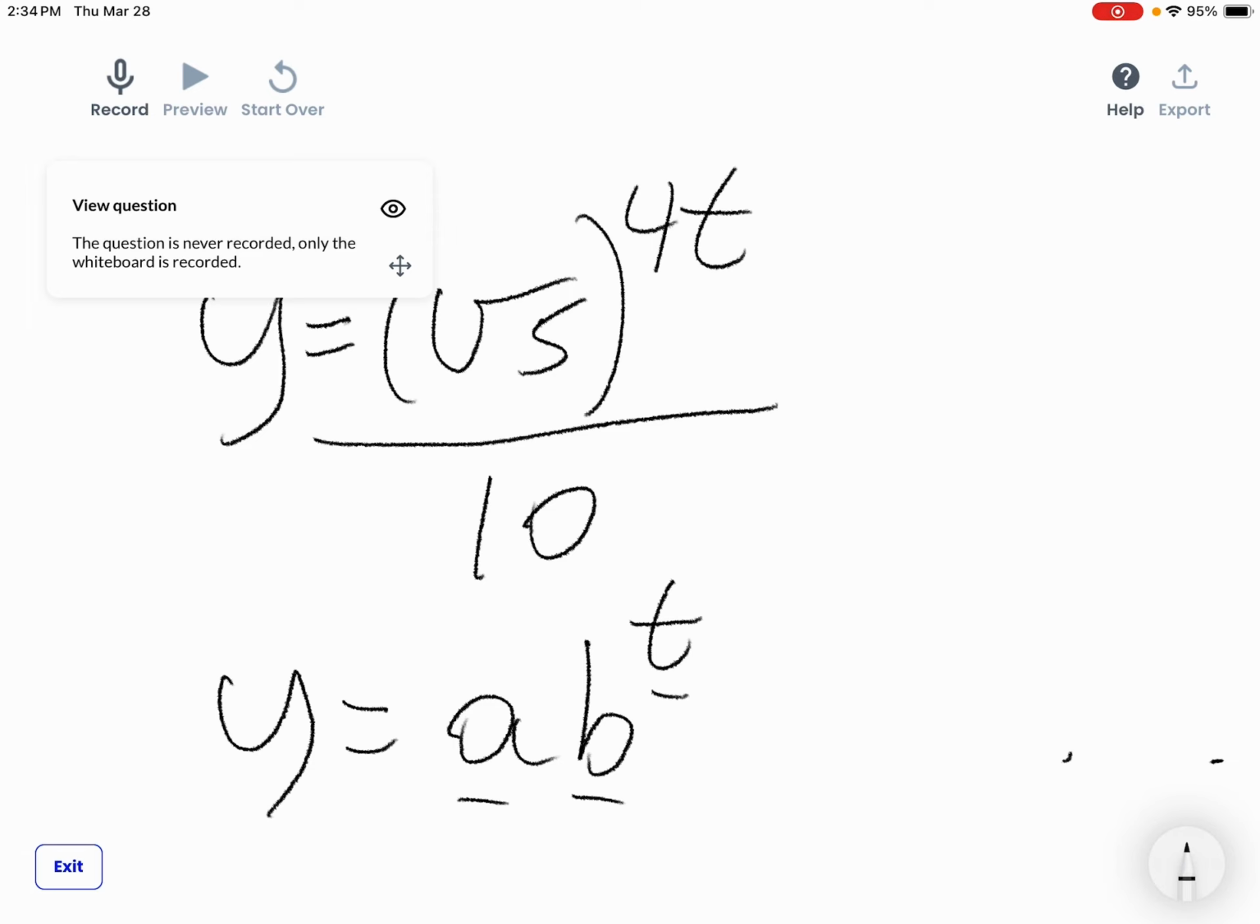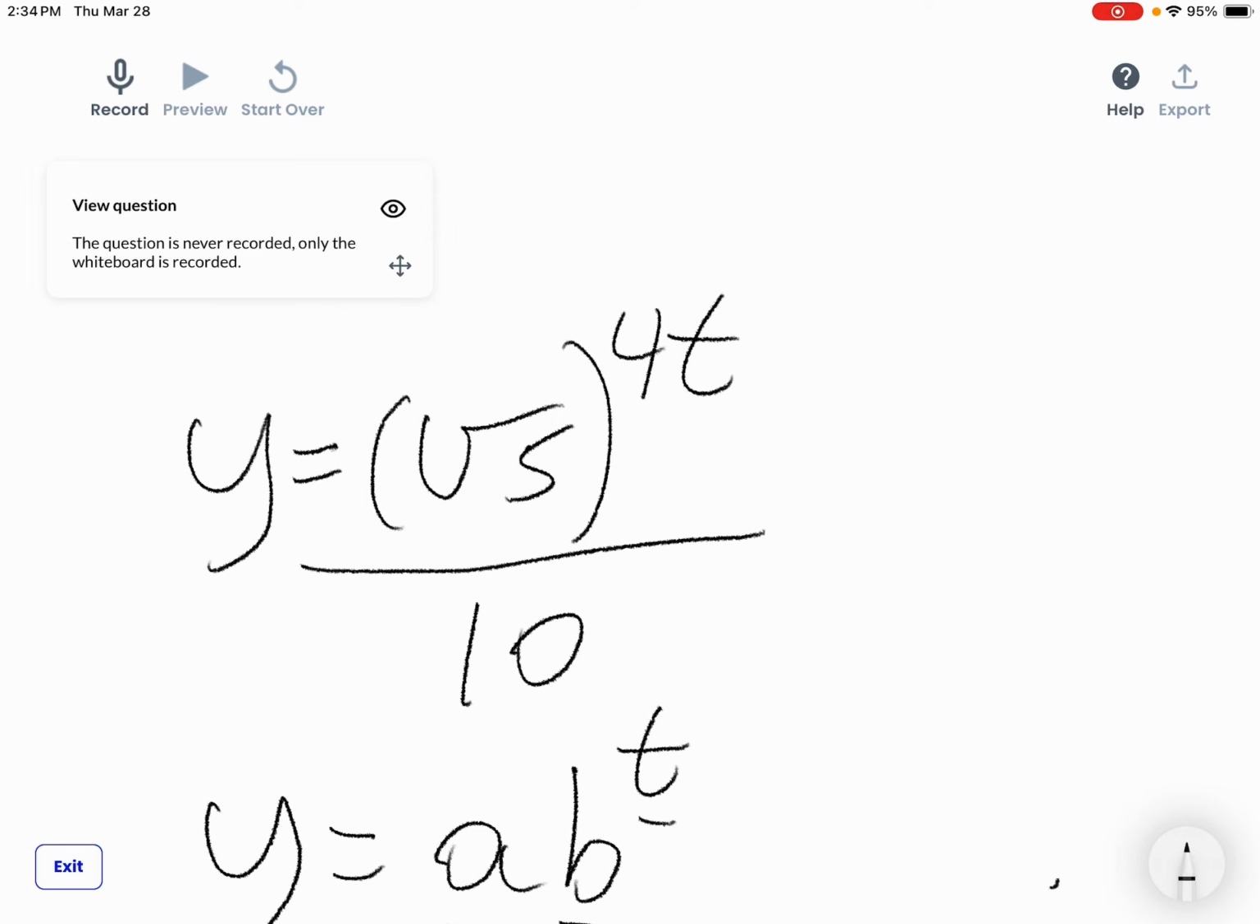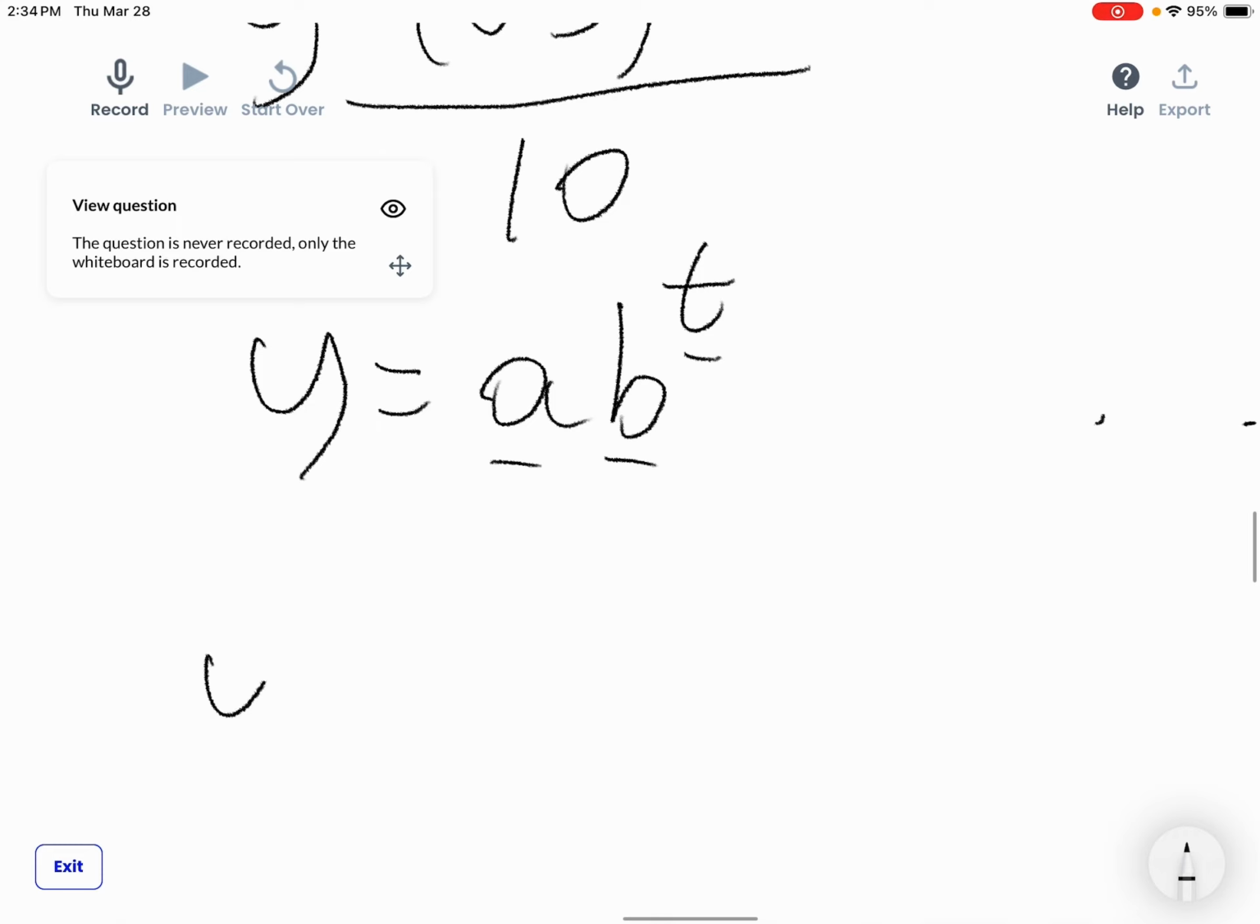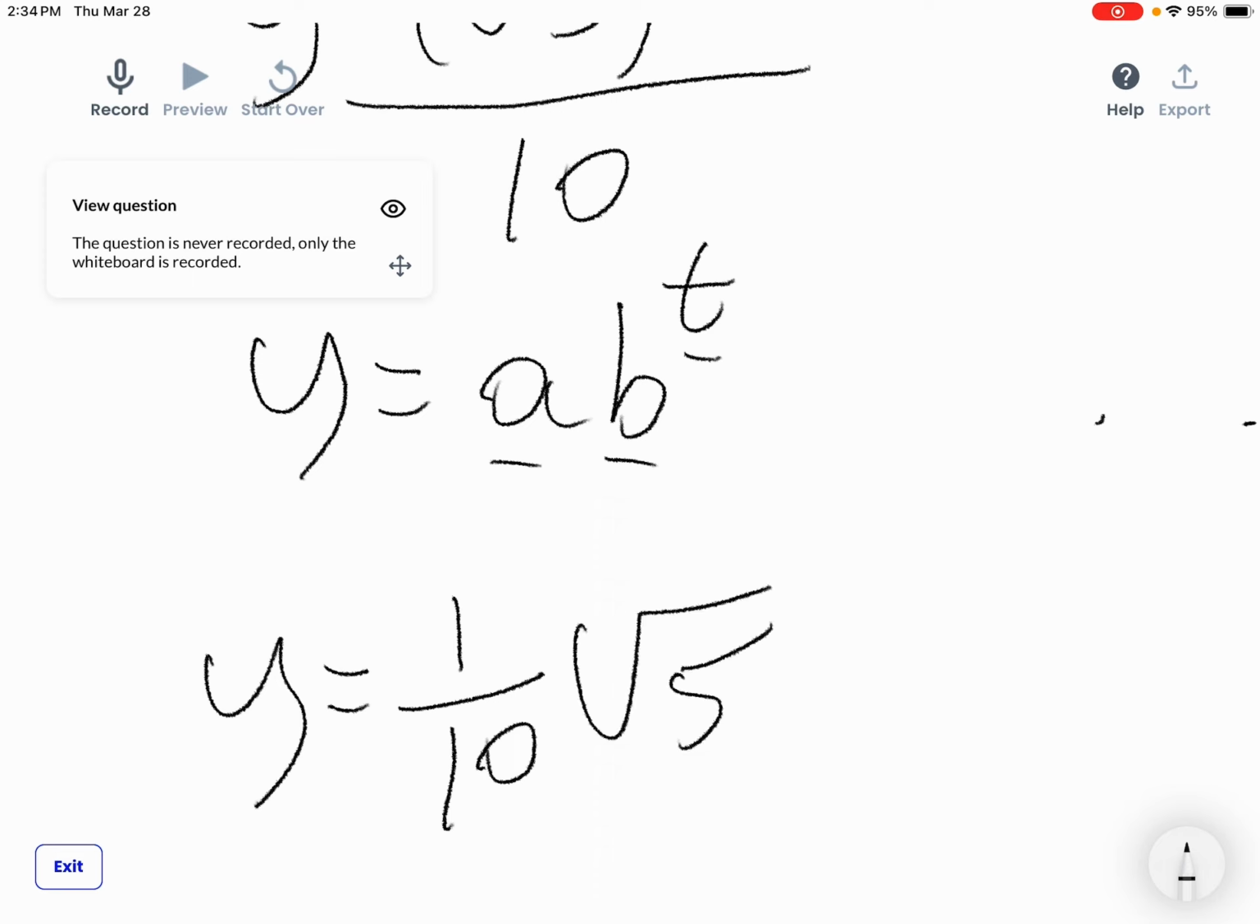So right now we have the square root of 5 to the 4t over 10. Well, we could think of this as just a 1/10. We can go ahead and pull that out, because it really is a 1 in front of the square root of 5. We can write this as y is equal to 1/10 times the square root of 5 to the 4t. Okay, but we still don't have this in the form y equals a b to the t. Right now it's in the form y equals a b to the 4t.